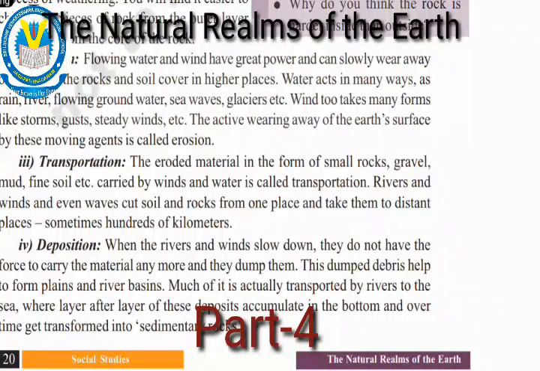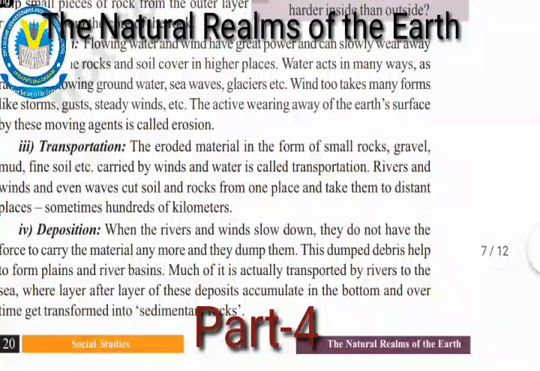Whatever is taken away by the water or the air is shifted from one place to another place. This is called transportation. And then there is deposition. Whatever is carried, whatever is broken, will be put down at one place.